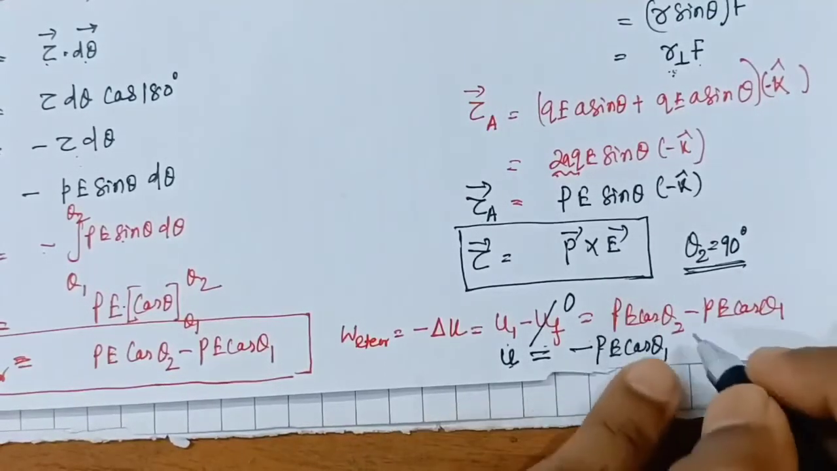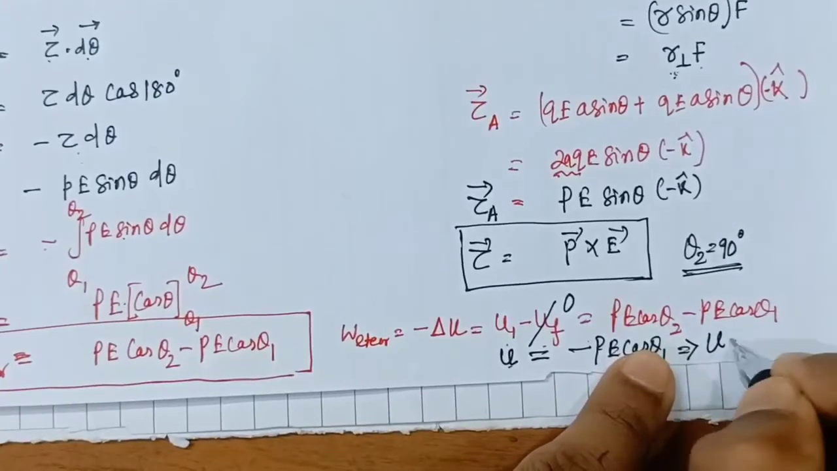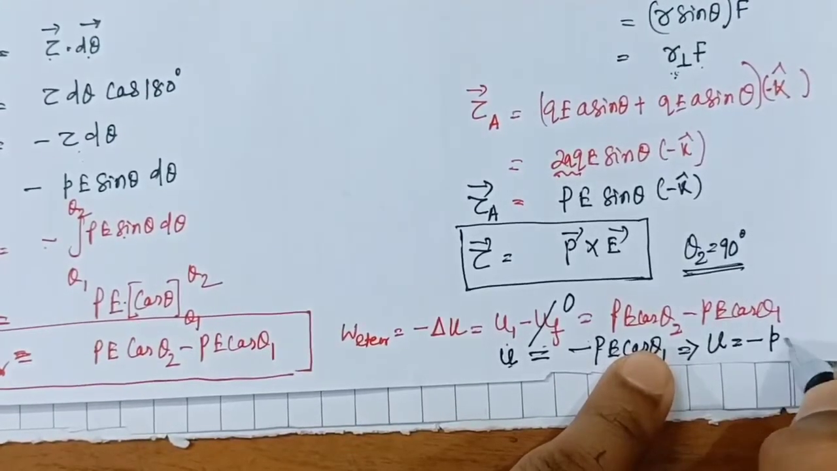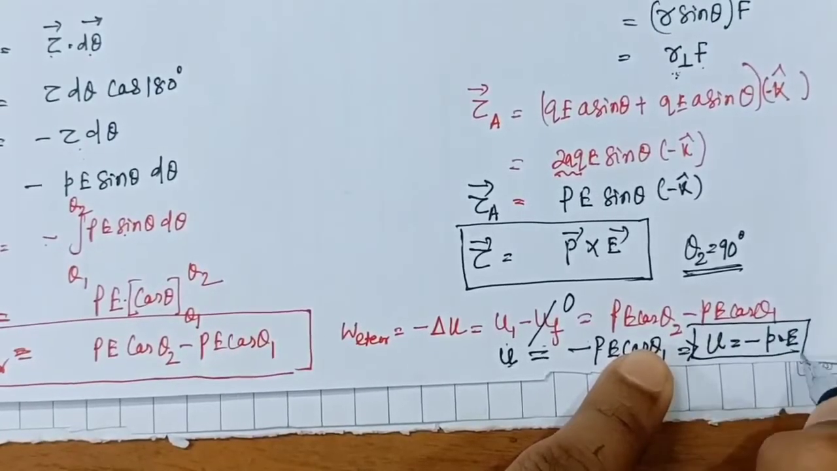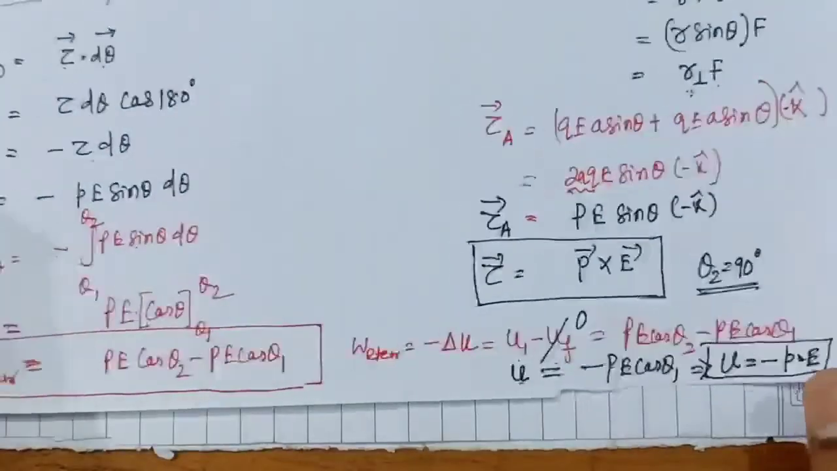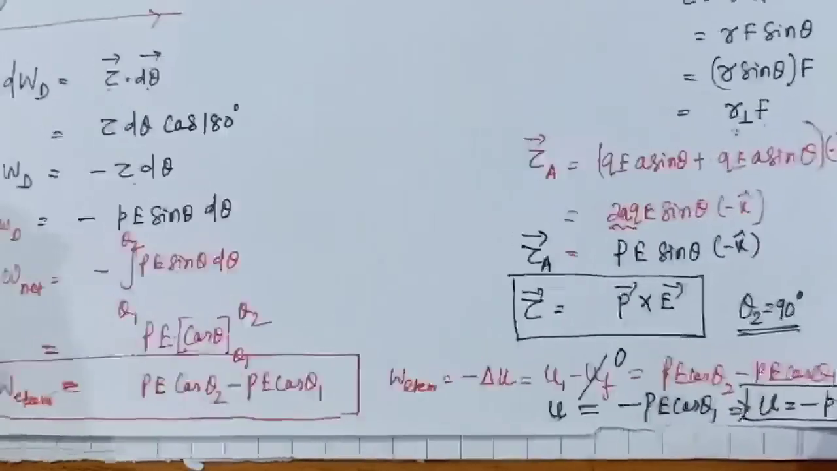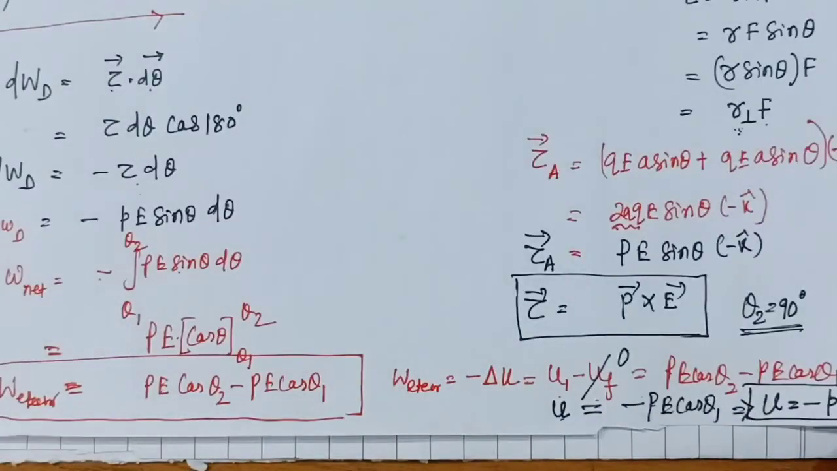To make it more generalized, from the student's perspective, one has to remember that U equals minus p dot E. This is a very important thing that a student has to keep in mind when solving questions on work done.